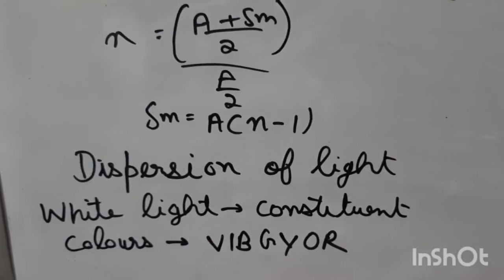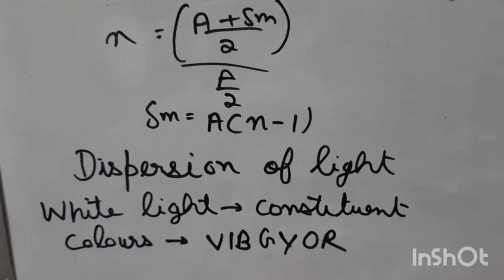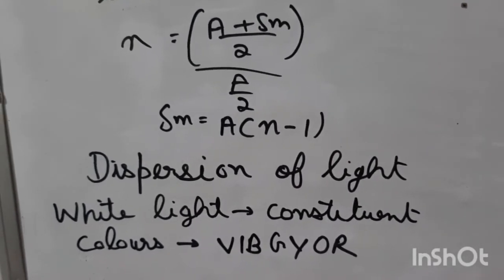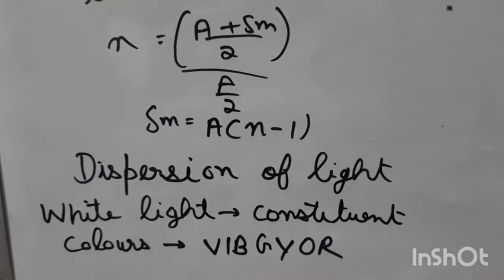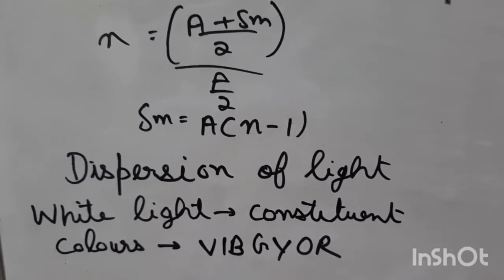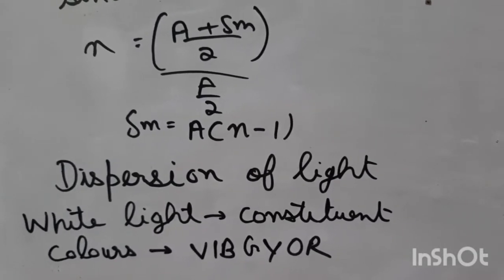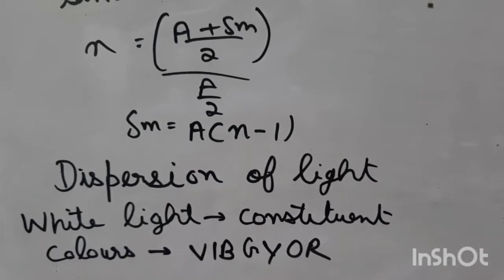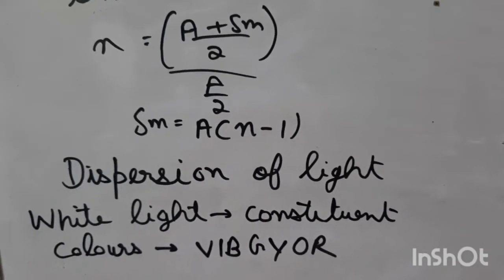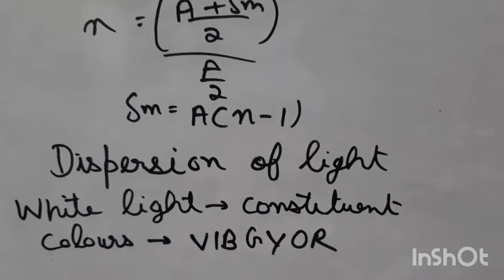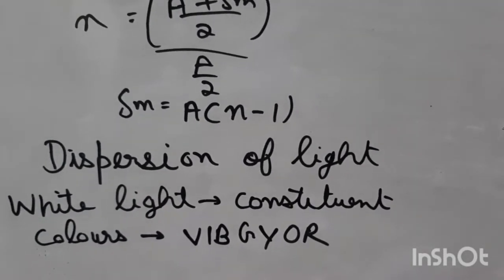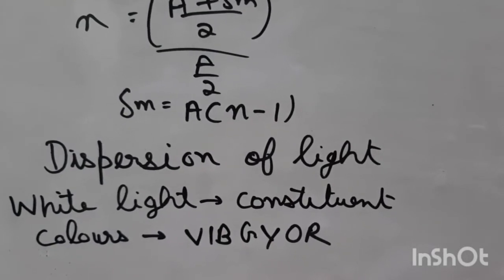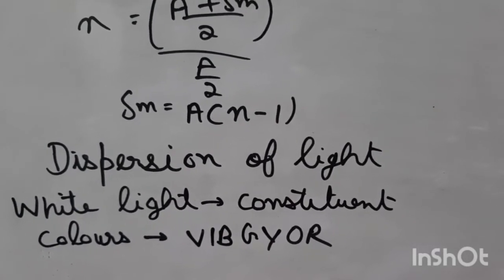So students, whenever white light is incident on one side of the prism, then the white light gets split into the constituent colors and we obtain a pattern of colors on the other side, and that pattern of color consists of 7 colors, and the short name is written as VIBGYOR, where V stands for violet, I stands for indigo, B stands for blue, G stands for green, Y stands for yellow, O for orange, and R for red.